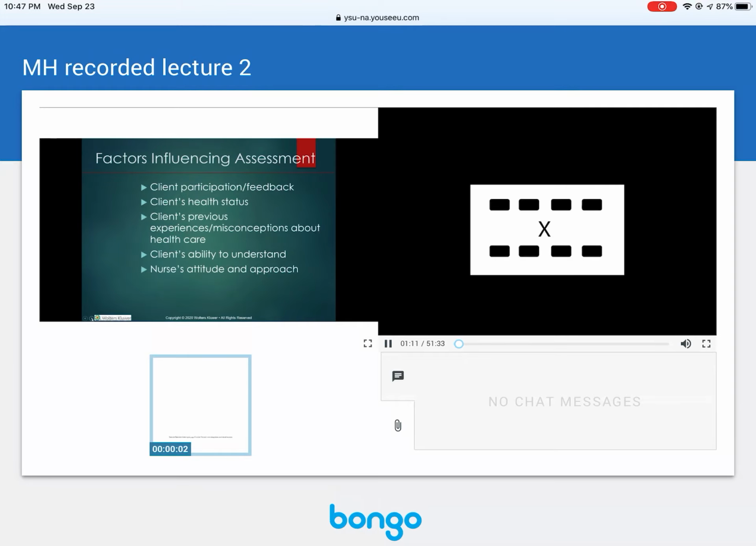So, factors that influence our assessing the patient, most certainly the patient's participation and feedback, right? If you have a patient who's a poor historian, you're going to have a difficult time doing an adequate and appropriate assessment. So in that case, one of the things you can do is try to rely on family or friends to give you the information that you need.